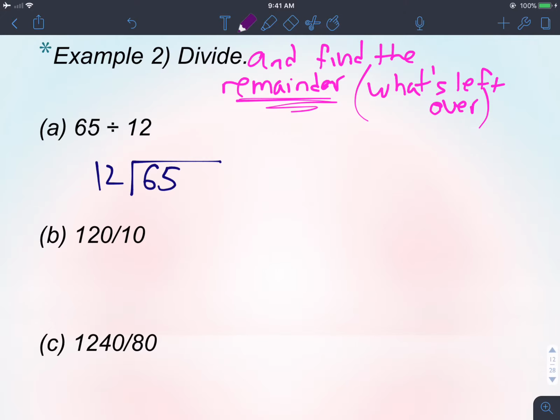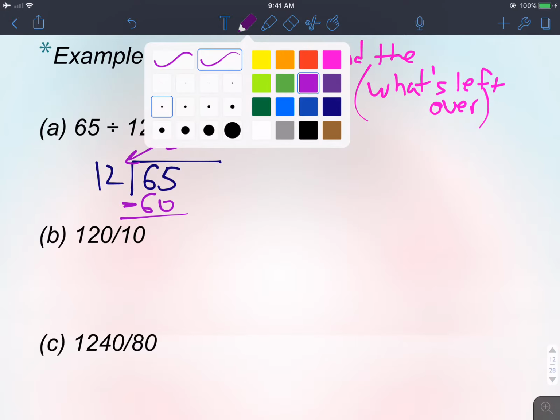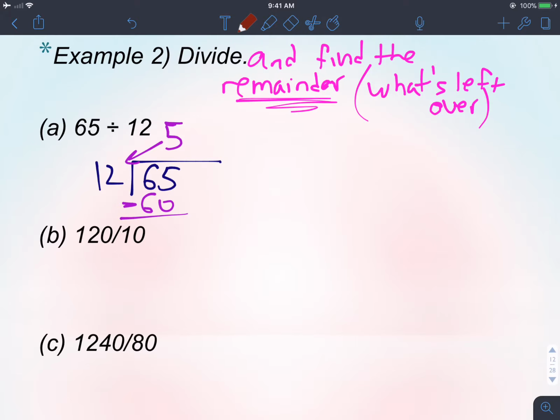Now you've got to think a little bit. How many times does 12 go into 65? Well, I know that 12 times 5 is 60. So I'm going to put 5 there. And then now multiply. So 5 times 12 is 60. And then subtract. 5 minus 0 is 5. 6 minus 6 is 0.